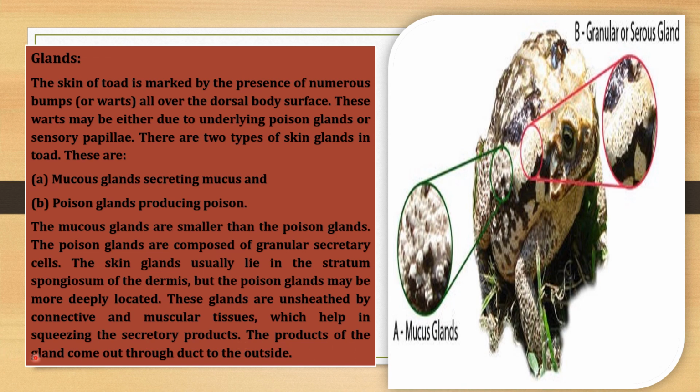The products of the gland come out through duct to the outside. So through duct, the products of the gland come out to the outside. That means outside of the body. See, actually poisonous gland is for the protection of toad. And mucus gland also is a kind of protection because of the presence of this mucus, the toad's body becomes slippery. So these two glands are actually for the protection of toad.